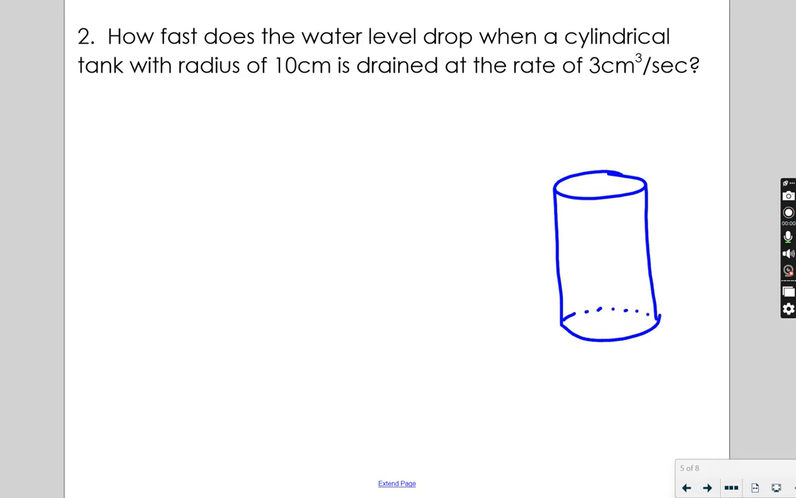All right, and we have water inside the cylinder. So here's the water. And it's draining. It says the water level drops. So whatever this is, I'll call this H for height of water. And that's decreasing. The radius is 10 centimeters. So from here over, that's 10.